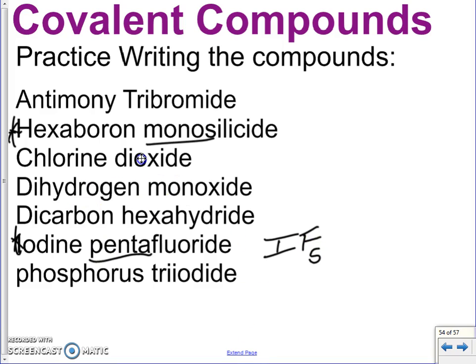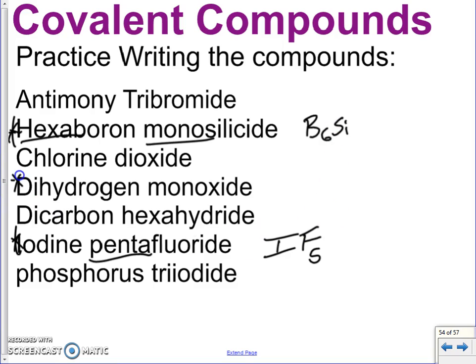If I go back up here and grab this one that we already marked, hexa, if I look on my prefixes, is going to be 6, and then of course boron is just B, so B6, monosilicide, silicide is silicon, and then that just tells me there's one of them. Notice I'm not crossing and dropping these numbers. The numbers are attached to who they go with in our actual compound.